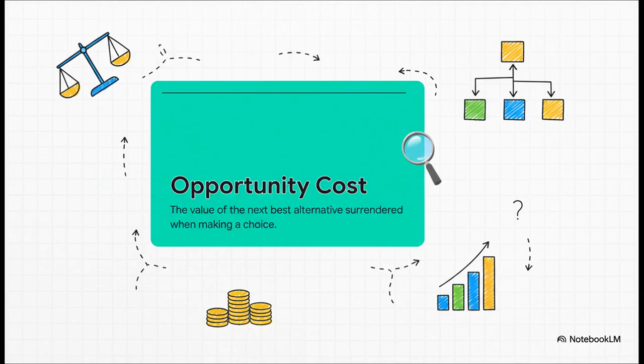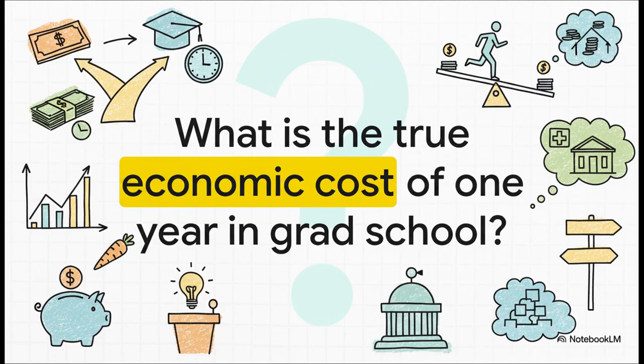When you choose to do one thing, you are simultaneously choosing not to do something else. The opportunity cost is the value of the best thing you gave up. It's a simple idea, but it is incredibly powerful. So let's make this real for us right now.